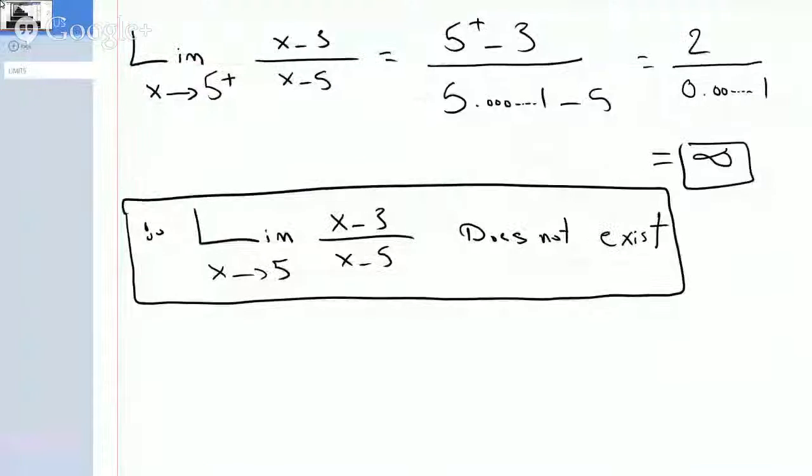Okay, so now we're going to do the limits involving infinity. The way we do these is very simple. I'm going to show you the method.